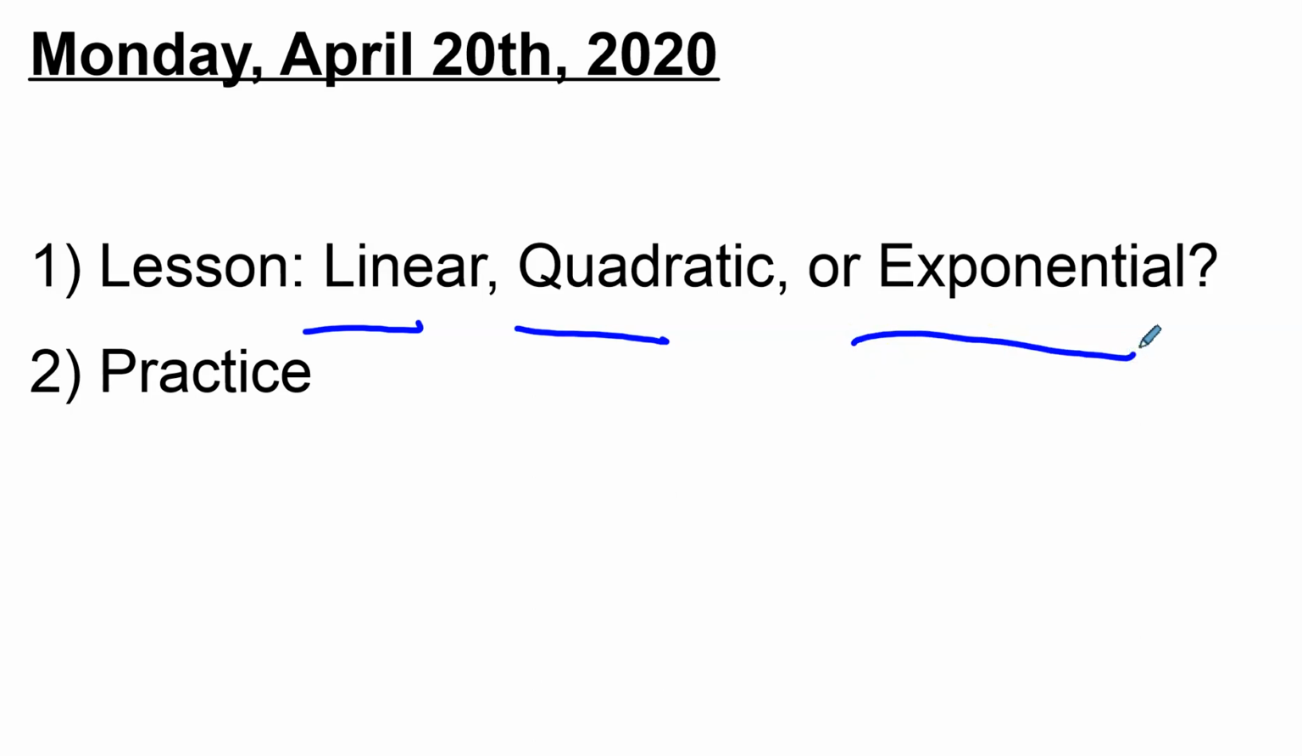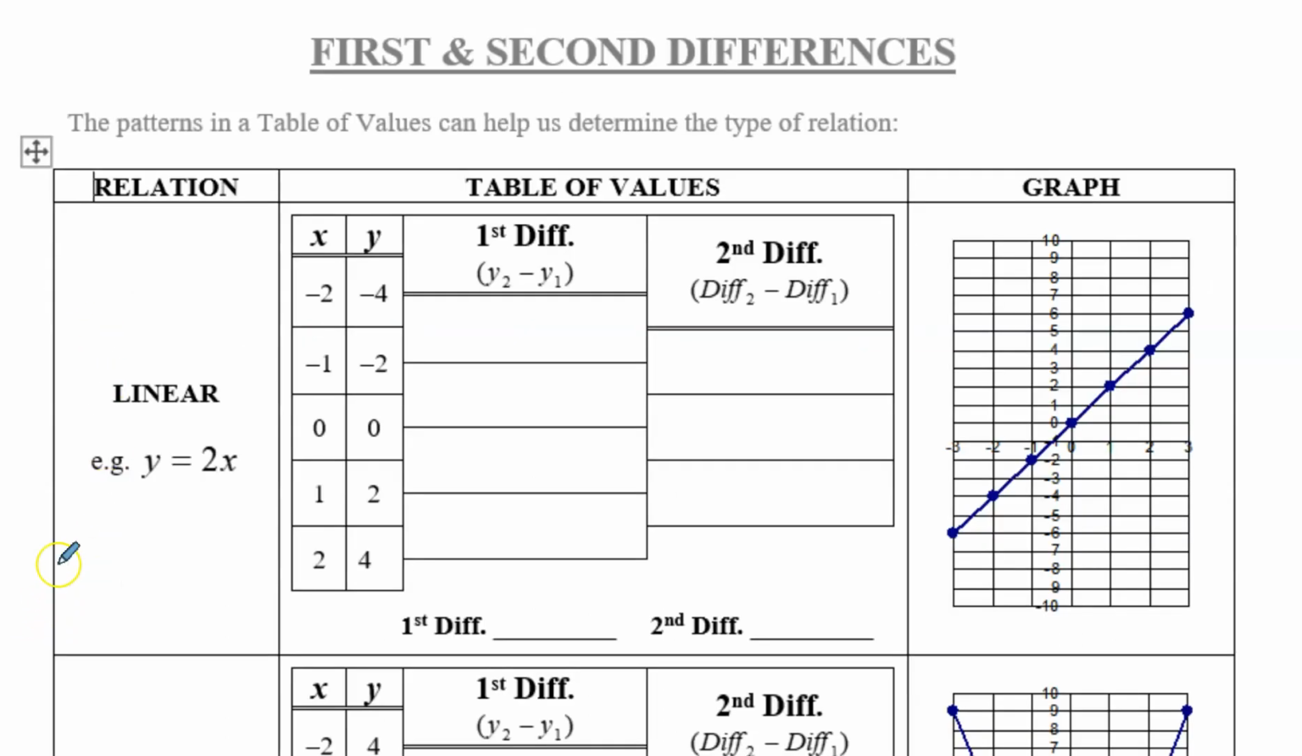So hopefully you know what all of those words mean, but we're going to go into a little bit more depth for each one. And then your practice today is some textbook questions that I've taken a picture of my textbook. You just have to identify whether it's linear, quadratic, or exponential and tell me how you know. Okay? So today's lesson note looks like this. Again, print it off if you'd like or not.